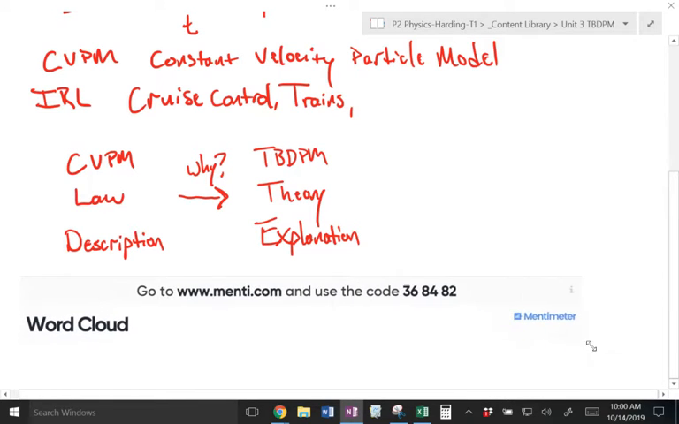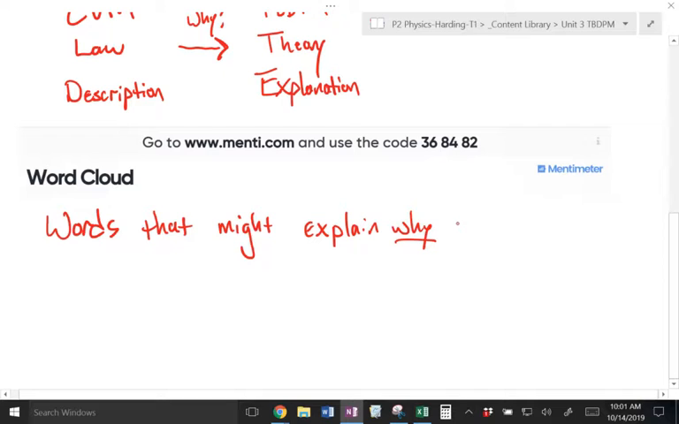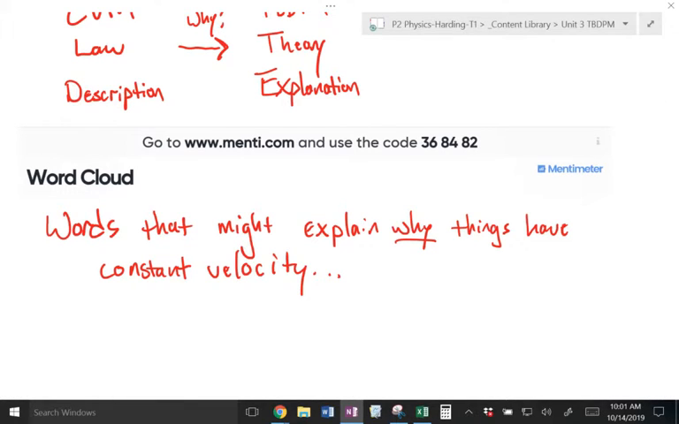So before you throw in some random jazz, what I need over here is words. I guess it says it in the Menti maybe. Words that might explain why, that's the important part, things have constant velocity. Okay? So the word velocity or constant doesn't explain why the velocity is constant.